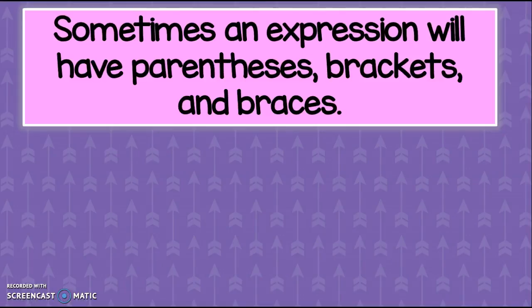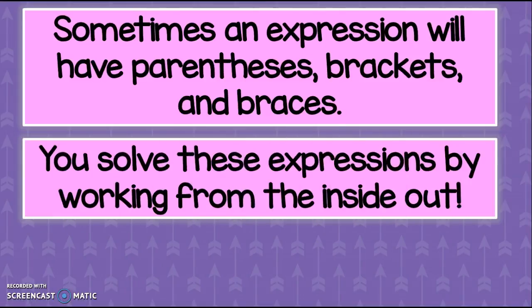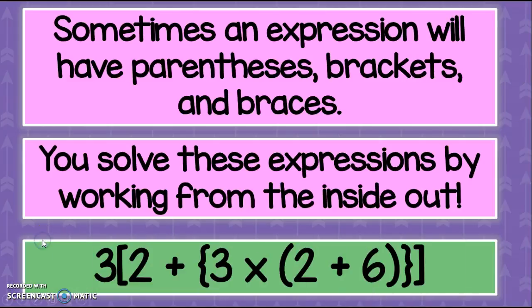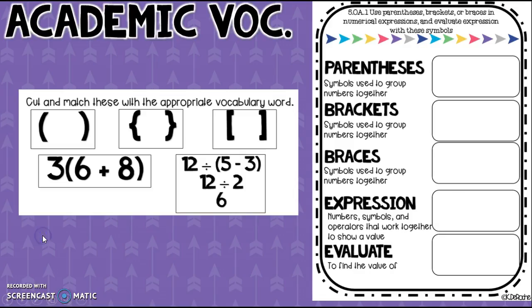Then we start talking about the 3 different grouping symbols. Sometimes an operation will have all the grouping symbols and you have to work from the inside out. And I show them an example. Then we go into the first printable. And all these printables are found in that one document that says order of operations printables, ready to go.